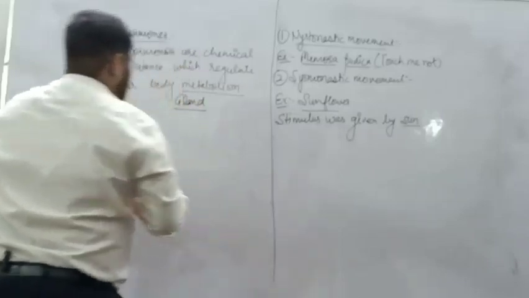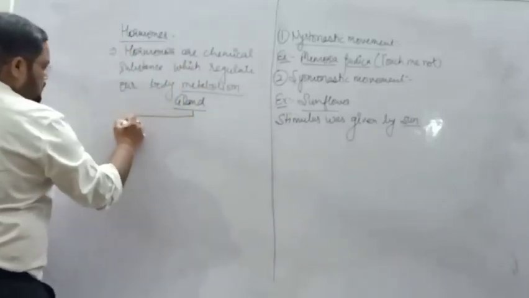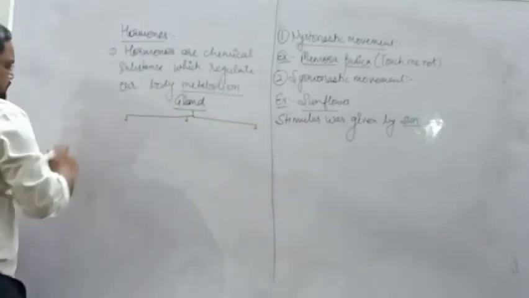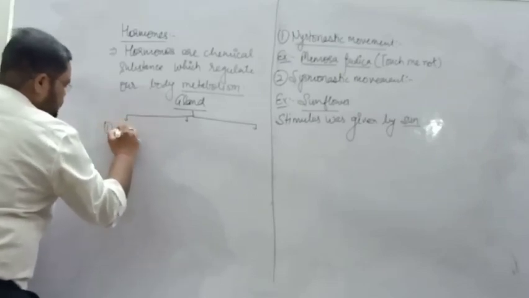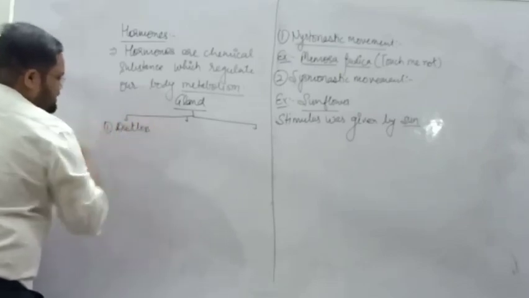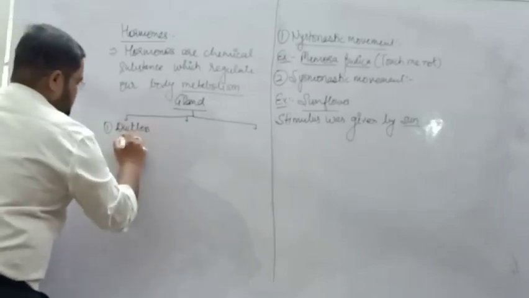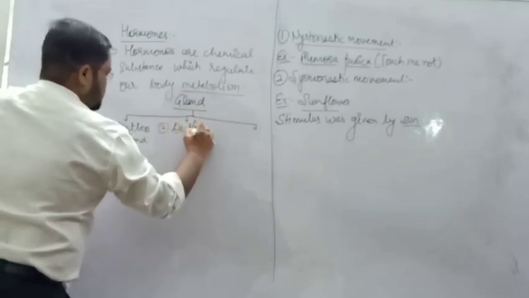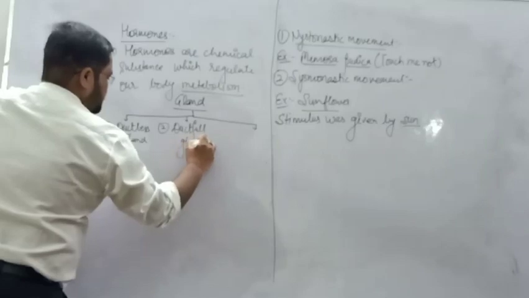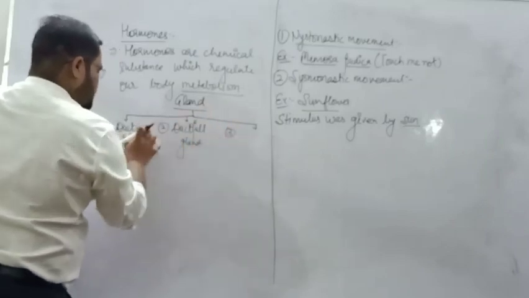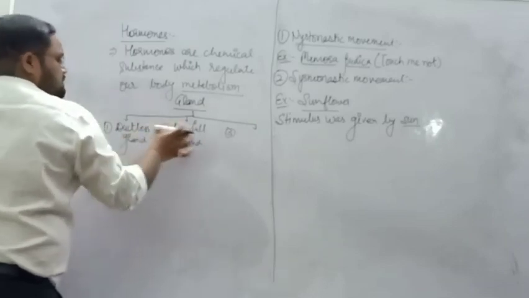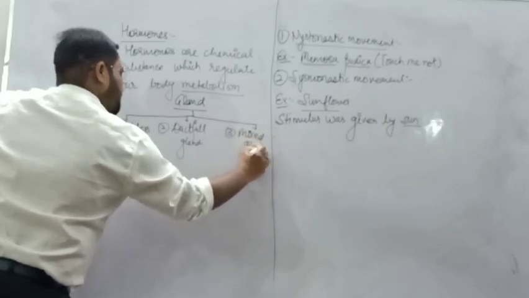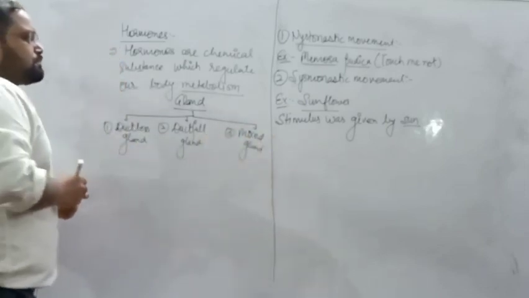Basically glands are of two types, but here I will tell you three types. Glands are of three types here. First one is ductless gland. Second one is ductful gland, and third one is the gland in which some part is ductless and some part is ductful. It means mixed gland. Okay, the three points are clear.